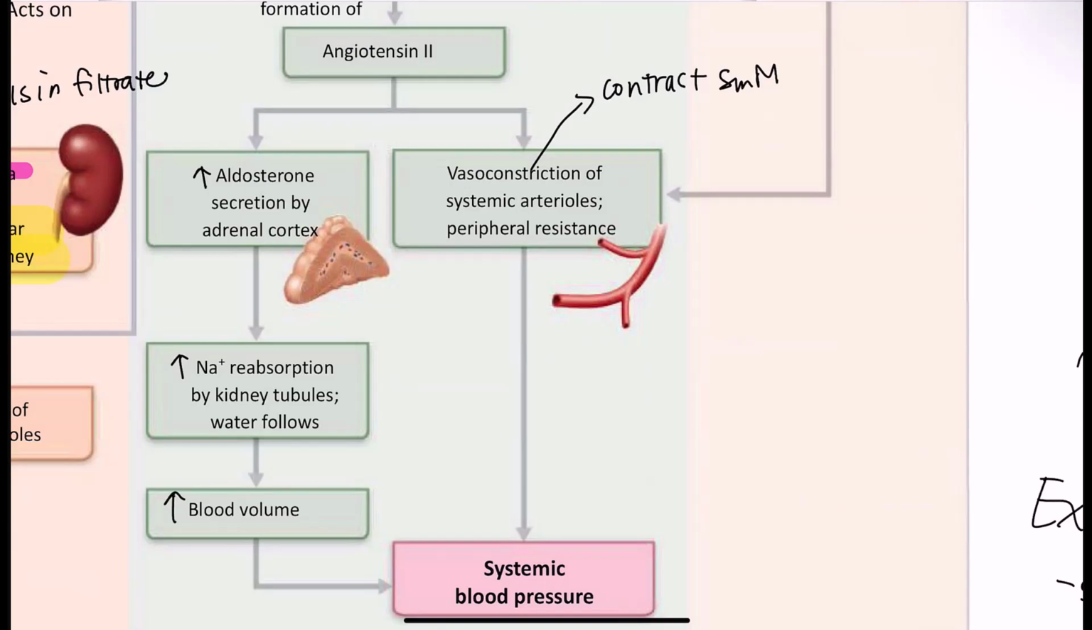Increasing blood volume increases how hard we're pushing on those vessel walls, thus we increase systemic blood pressure. The other thing that angiotensin does is vasoconstriction. So same thing, vasoconstriction, we increase blood pressure. That's because we increase peripheral resistance. So that increases blood pressure.